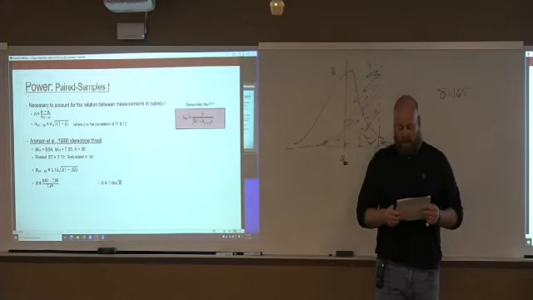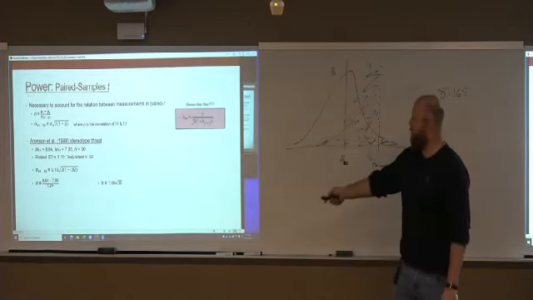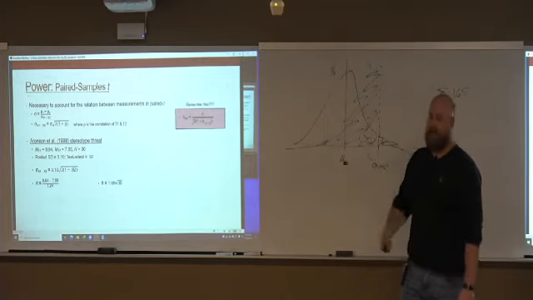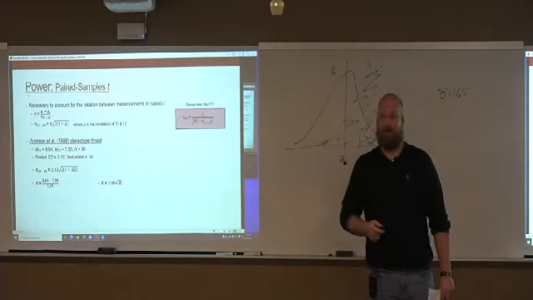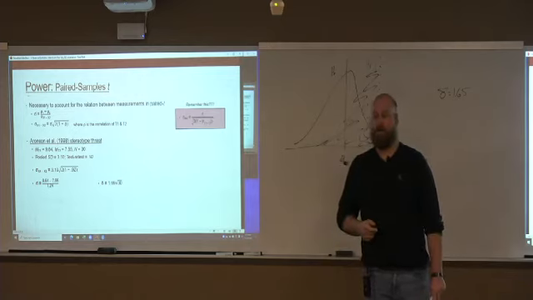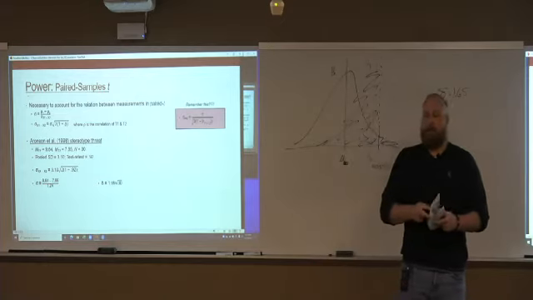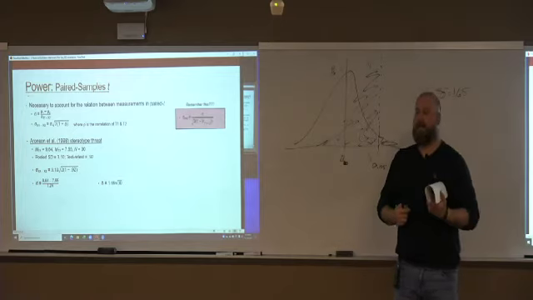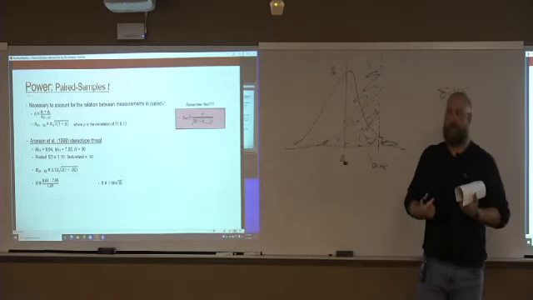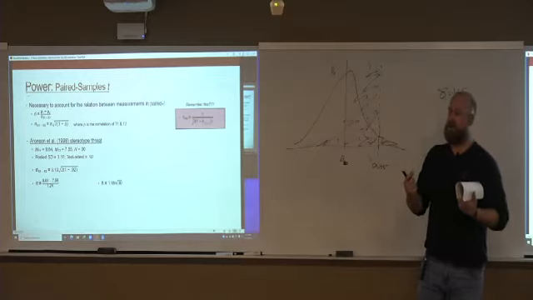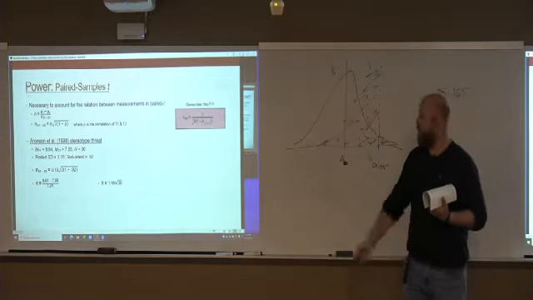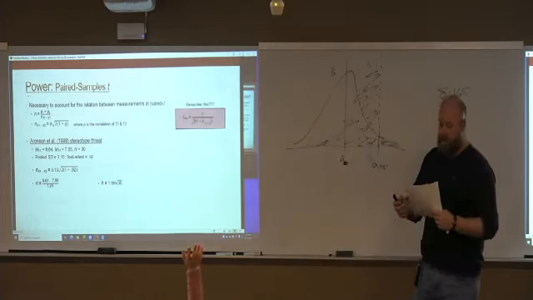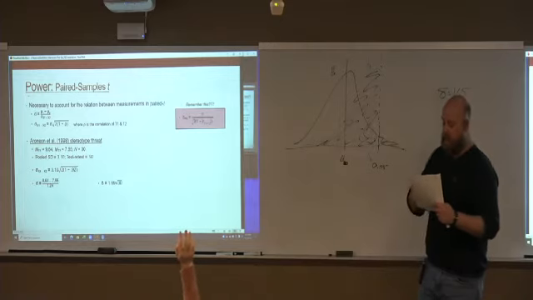9.26. Okay, where did I get that equation to get delta out of that? From our single sample delta. Yeah, it's my single sample delta, because that's all a paired sample test is from a calculation standpoint. It's just a single sample test with change scores, right? So I calculate my delta the same way, and I get a delta value of 9.26.